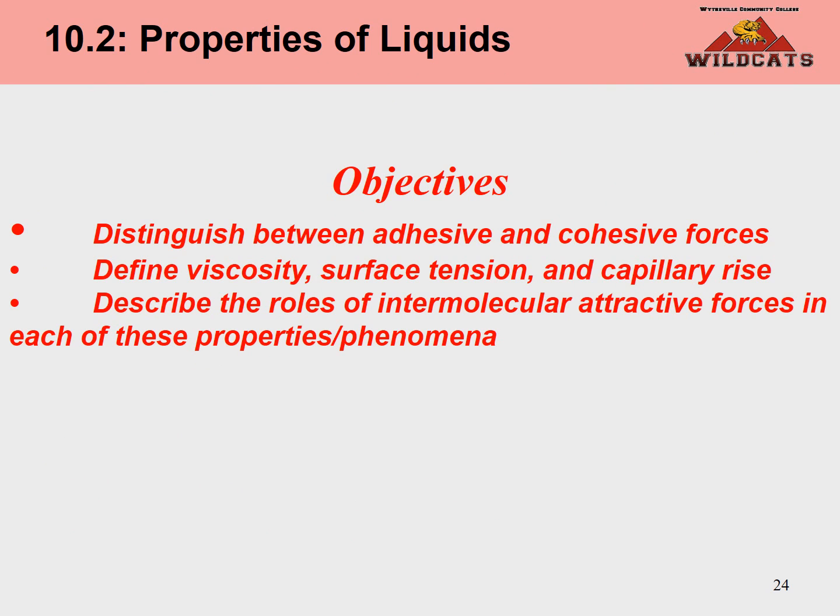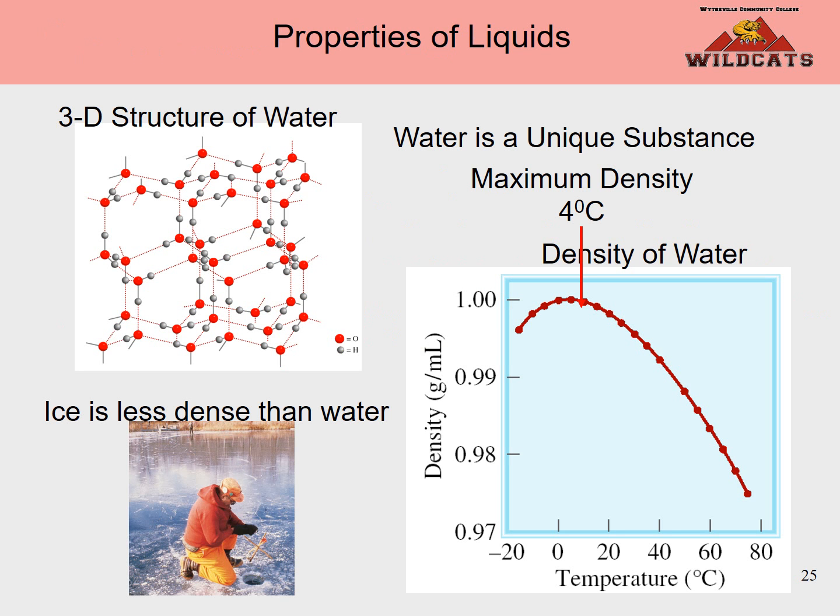So now what we're going to do is take a look at the properties of liquids due to these dipole-dipole or hydrogen bonding interactions. If we take a look at water, water is the only substance that we know of that is more dense in its liquid state than its solid state. That's why ice floats on top of water. Take a look, here's the graph of the density. And that has to do with the structure and what happens with the shapes of the hydrogen bonding.